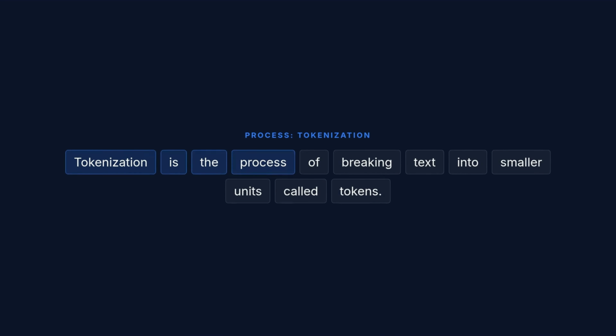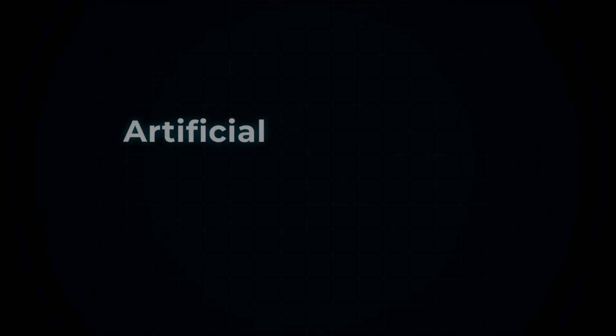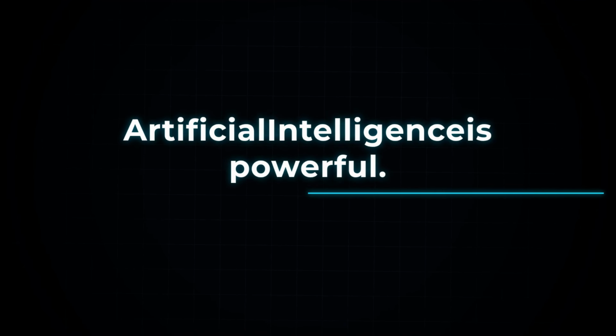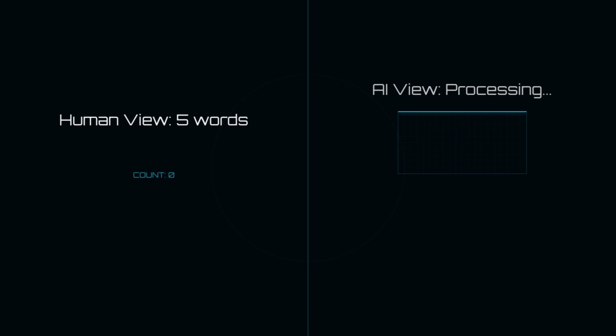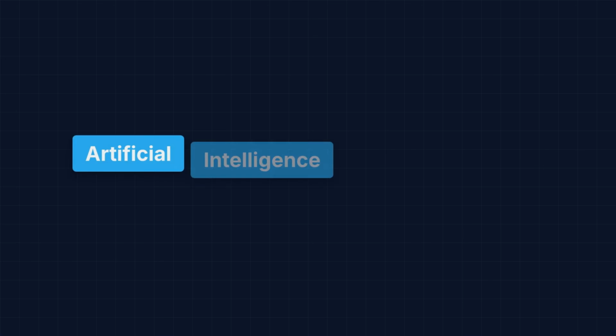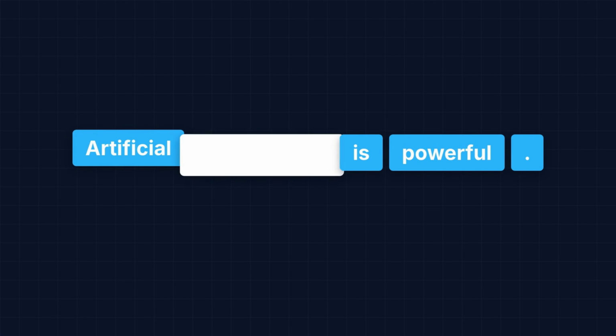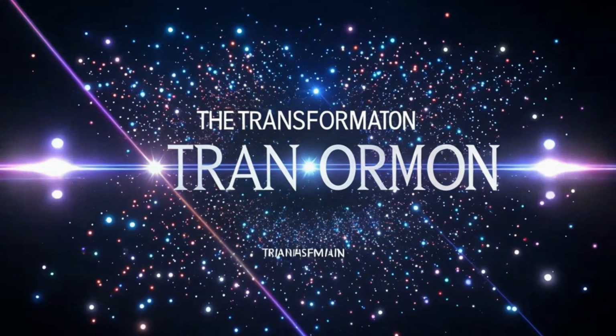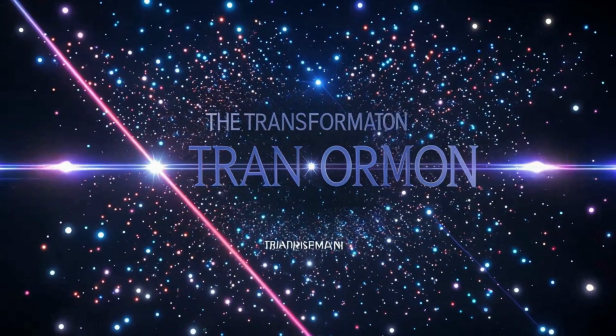Tokenization is the process of breaking text into smaller units called tokens. Let's take a simple sentence. Artificial intelligence is powerful. A human reads that as 5 words, but an AI model first converts it into pieces. It might split it like this: Artificial, intelligence, is, powerful, dot. Each of these pieces becomes a token, but here's the important part. Each token is then converted into a number.